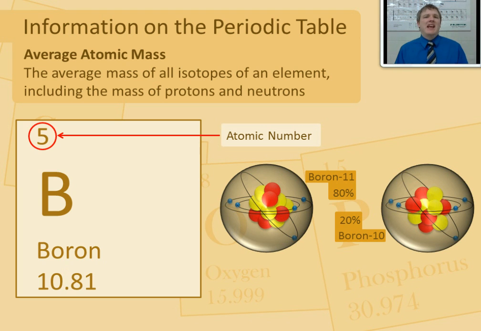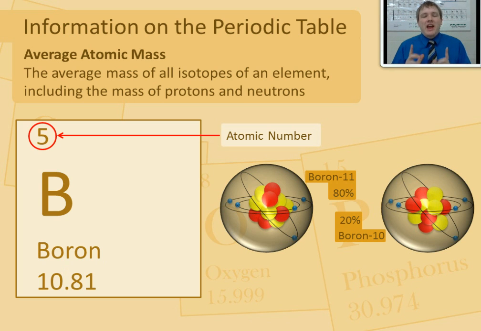But the number 10.81 is not terribly useful when we're trying to find the number of neutrons, because you can't have a decimal place number of neutrons. It has to be a whole number. Just like in boron 11, there are a total of 6 neutrons, not 5.8, and in boron 10, there's a total of 5 neutrons, not 5.2.